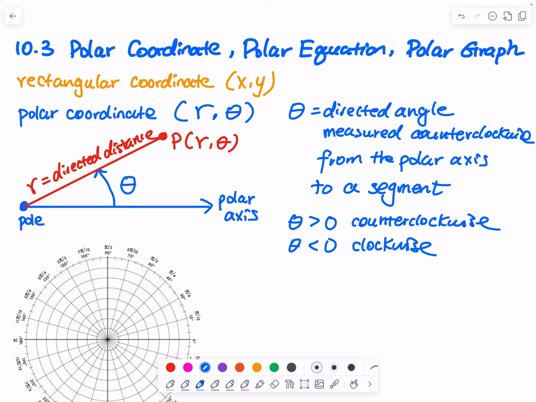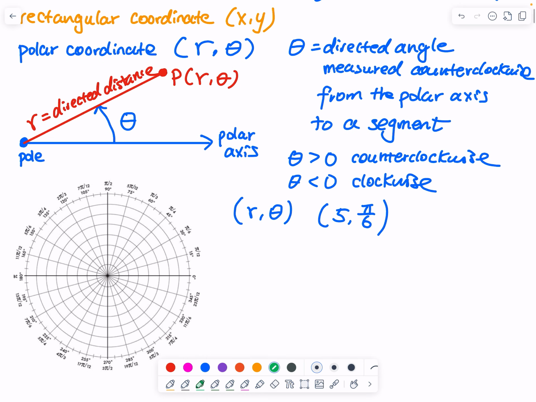Let's handle positive. So we have a point in polar coordinate that is r comma theta. Let's try 5 comma pi over 6. How to plot this point on this polar coordinate? First of all, the origin, just like 0, 0, and then 1, 2, 3, 4, 5, 6, 7, 8, just like how you scale the x-axis. And then r is equal to 5, theta is equal to pi over 6. Pi over 6 is right there, 30 degrees.